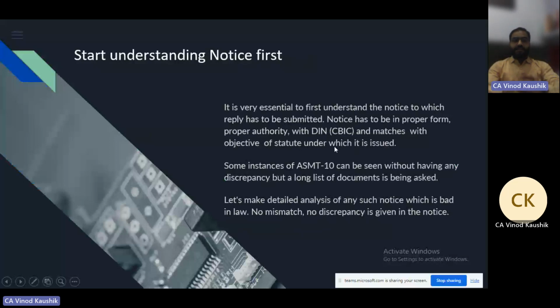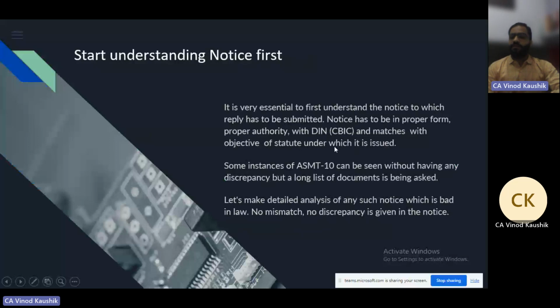So now the strategy is to give you insights on how to understand the notice first. Start understanding the notice first, my friends. It is very essential to first understand the notice to which the reply has to be submitted. The notice has to be in a proper form, issued by a proper authority, issued with a DIN, and match with the objective of the statute under which it is issued.